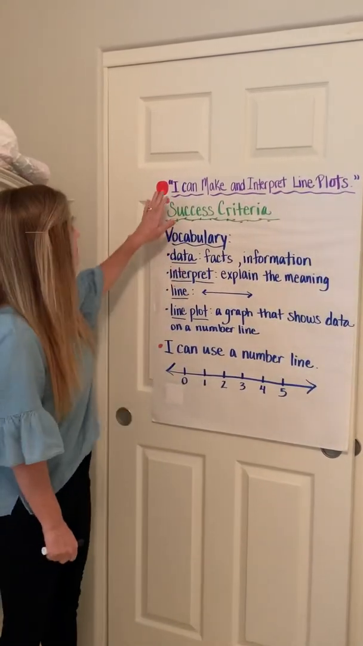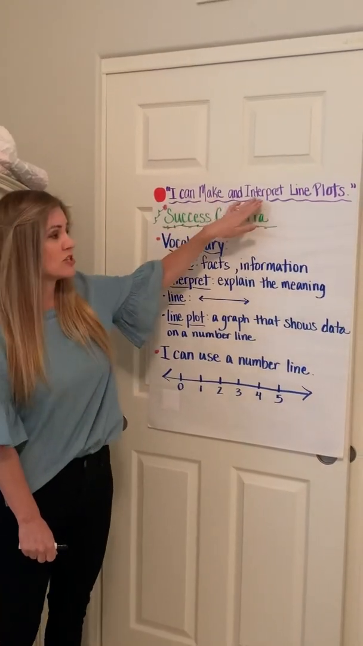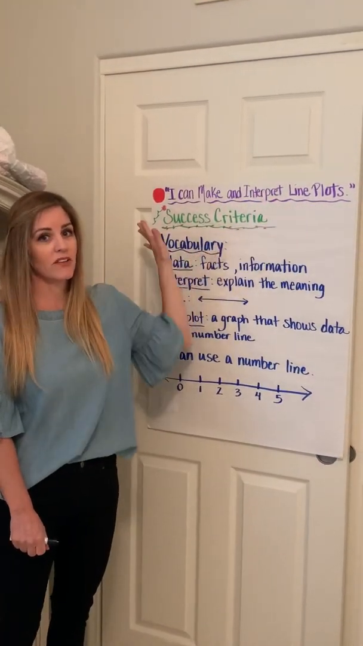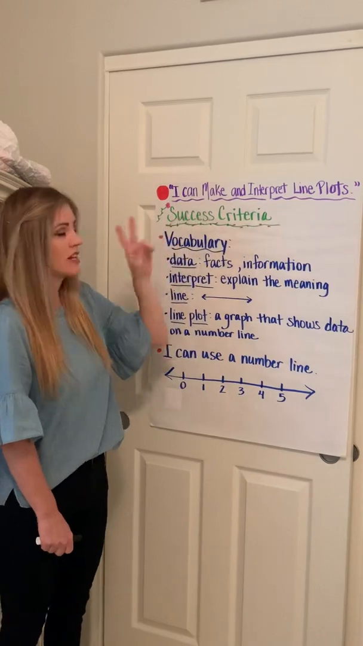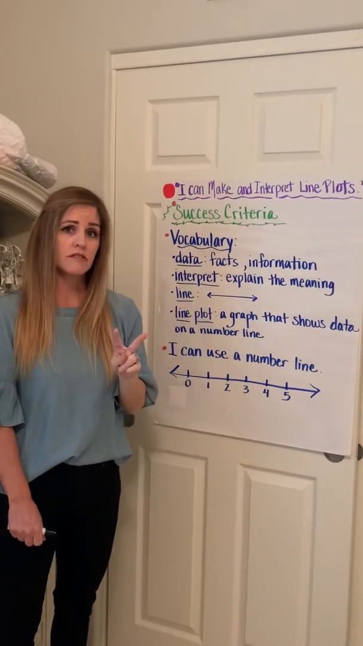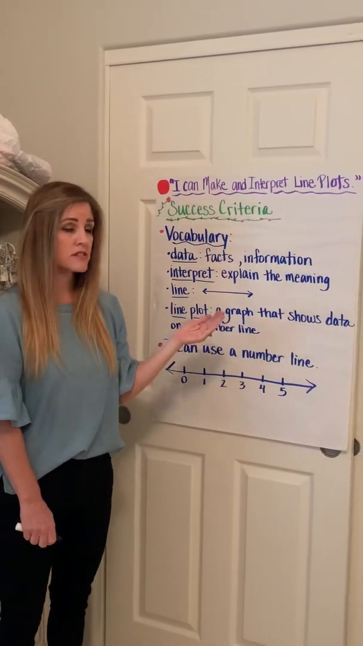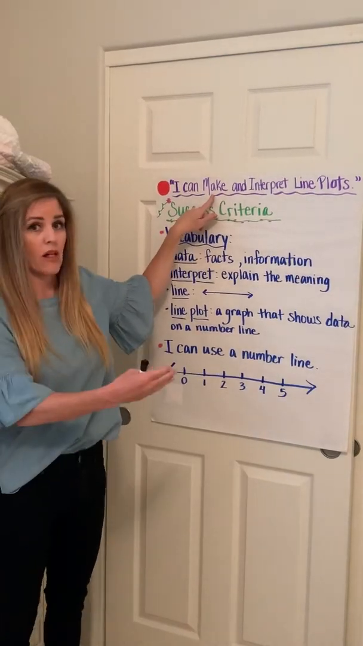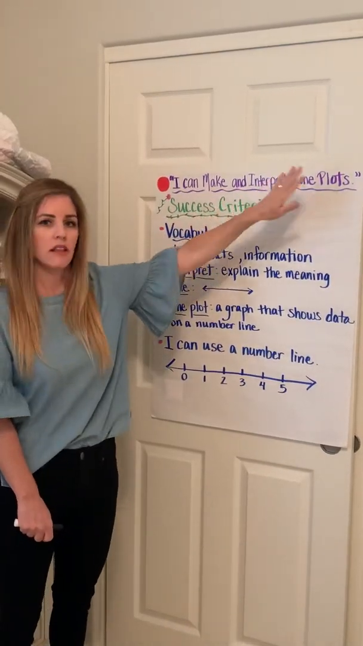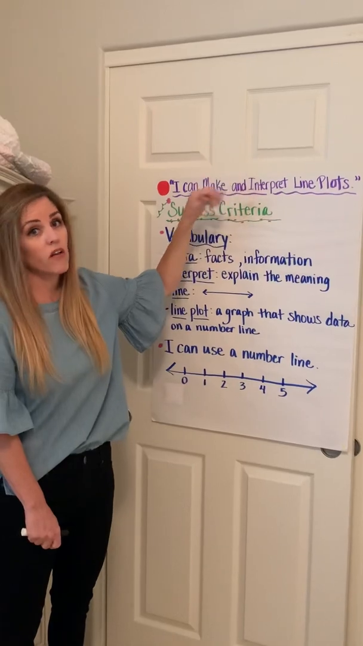Today's learning target: I can make and interpret line plots. Now, I know there's a lot of new things there. We actually have two verbs, two different skills that we need to do with line plots. We're going to be making a line plot and interpreting line plots. So we need to define all of these words.